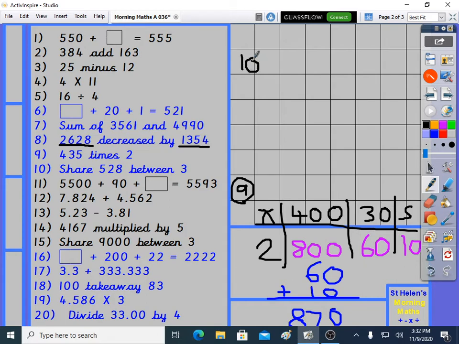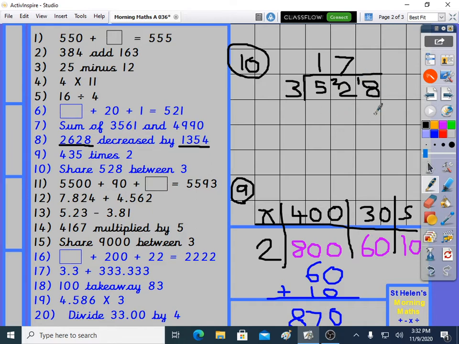Question 10, share 528 between 3. This will divide by 3, because the digits add up to 15, so that will divide by 3. How many 3's fit into 5? 1, remainder 2. How many 3's in 22? 3, 6, 9, 12 and 15, 18, 21, that was 7. But that was 21, this says 22, so remainder 1.